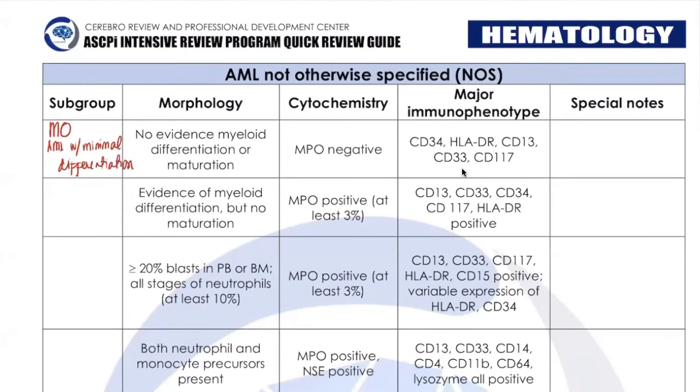Kaya makikita naman natin no evidence of myeloid differentiation or maturation. And thus, it is MPO negative. Okay? Kasi wala pa namang maturation. So hindi pa alam whether it's granulocytic or monocytic yung series niya. Okay? So in order for this condition to be diagnosed, it requires immunophenotyping.